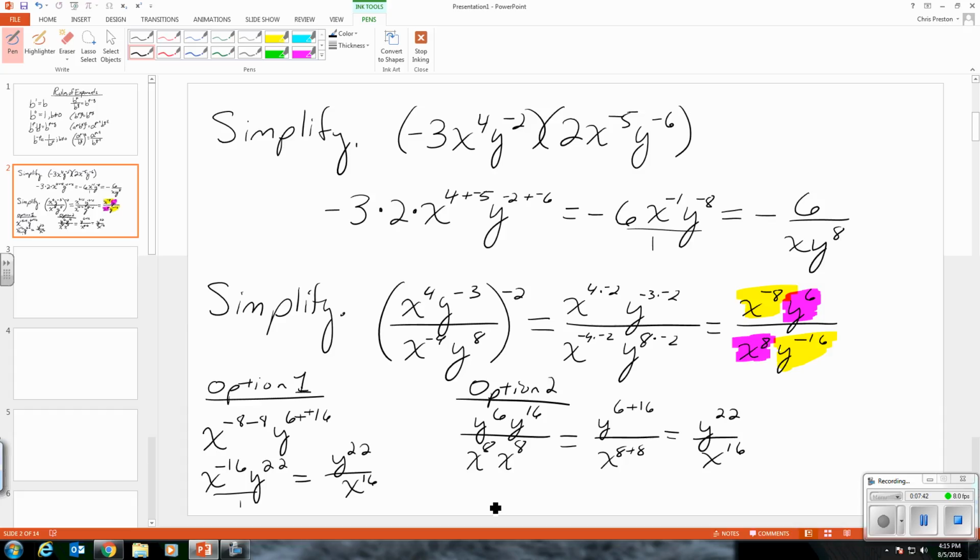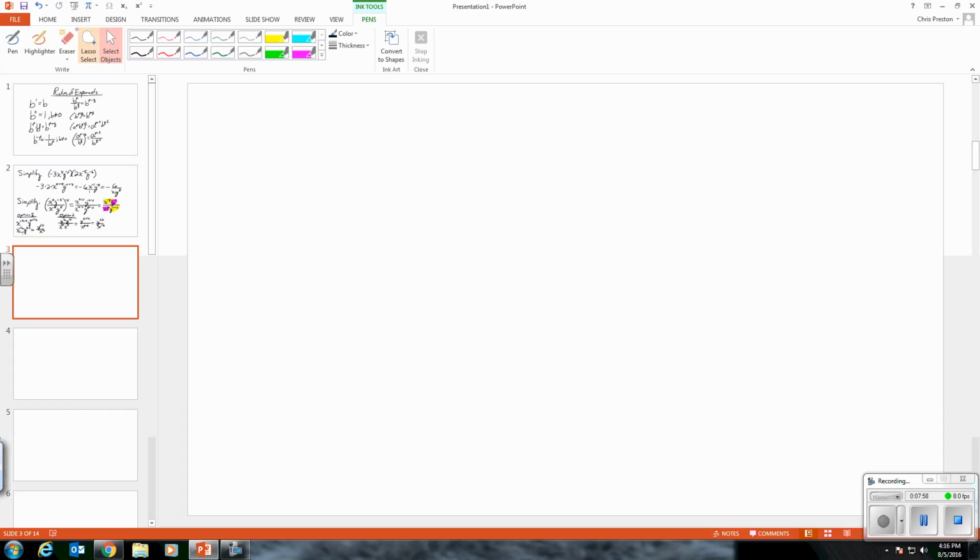So which option is a better option? It pretty much depends on how you think about it. If you'd rather reciprocate things and then see the lay of the land, or if you'd rather just use the subtraction rule, that would also work. All right, let's talk about scientific notation then.